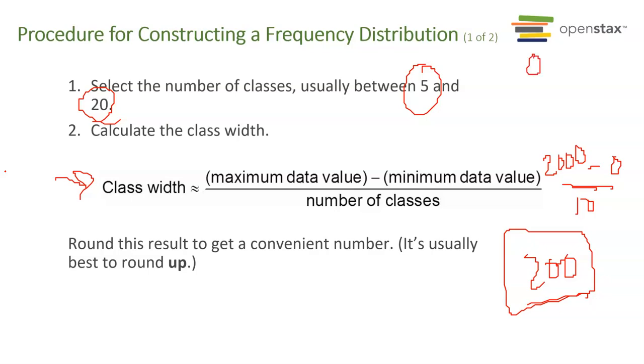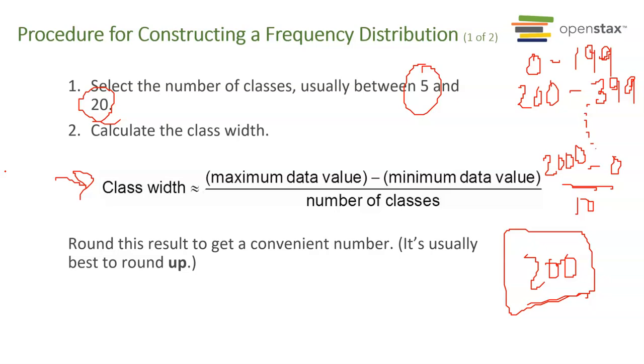So it would be from 0 to 199. Because 0 counts as a number, right? 1 to 199 is 199 numbers, but I need to count the 0. That's actually my 200th number, right? And then this would go from 200 up to 399. And I would just work my way down the list.